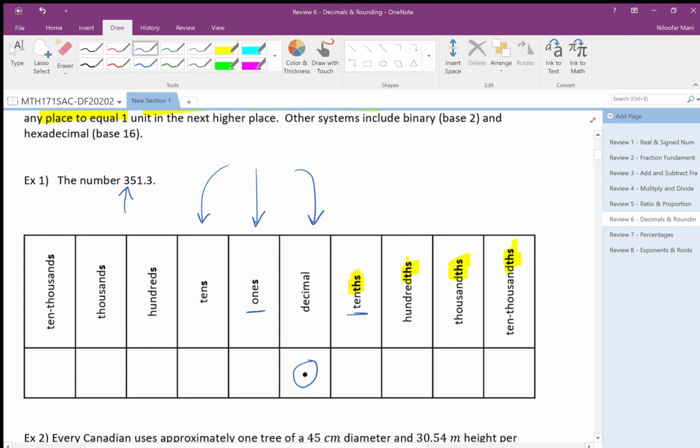So how can I write this number? This is 300 and 50 and 1 and 0.3. So I do 300 plus 50 plus 1 plus 0.3. I can write the number 351.3 this way.